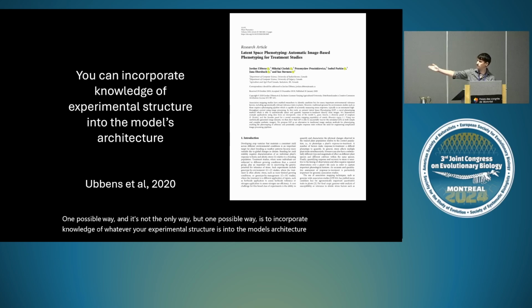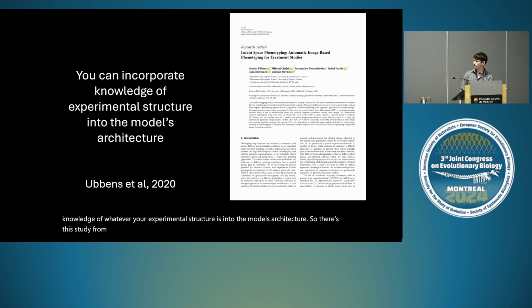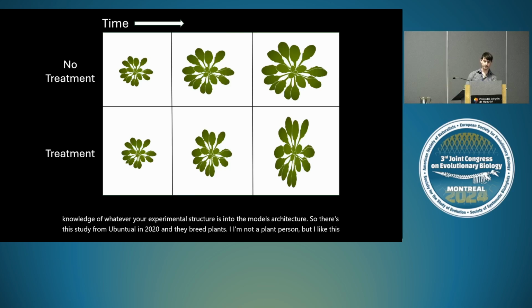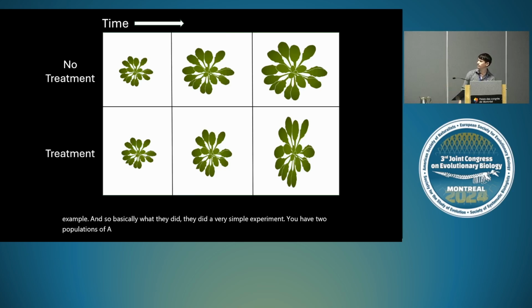So there's this study from Ubbens et al. in 2020, and they breed plants. I'm not a plant person, but I like this example. Basically they did a very simple experiment. You have two populations of Arabidopsis. One population you subject to some sort of treatment. It can really be anything; it's a very general method. One population you don't subject to that treatment.